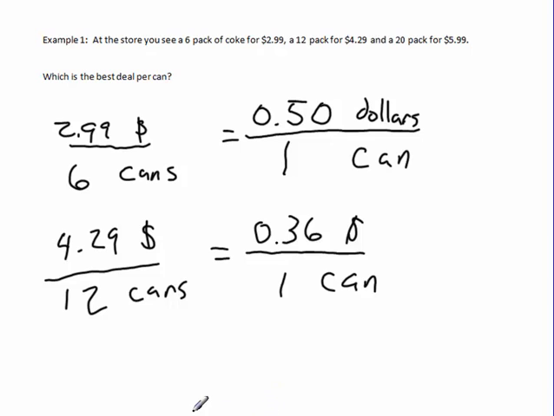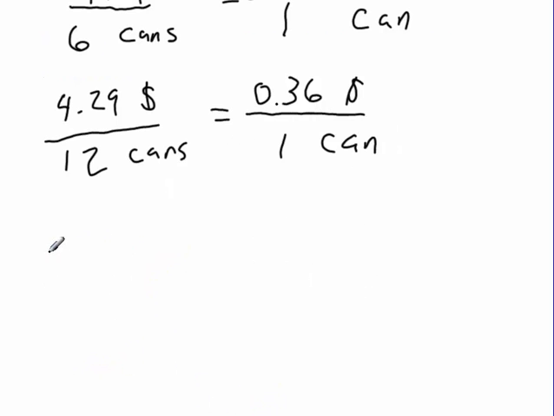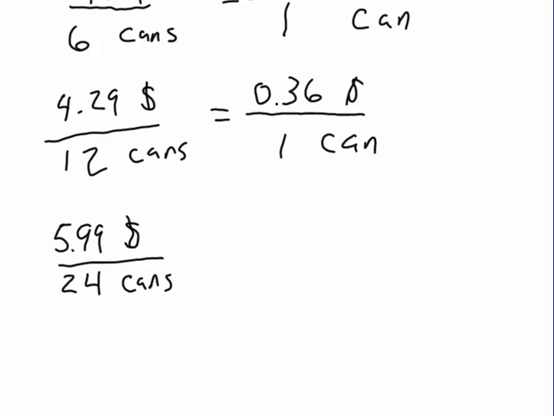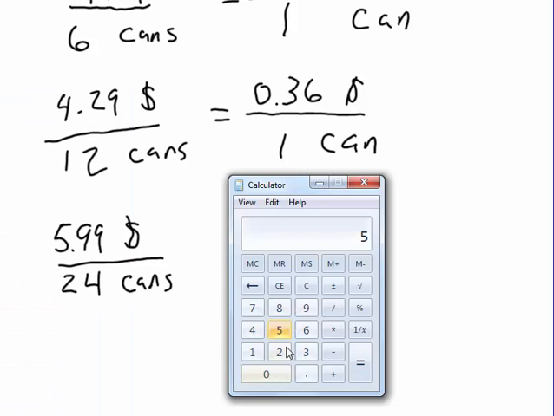Now let's try the 20-pack for $5.99. So we have $5.99. That's money. Being divided by 24 cans. And when I do, whoa. So when I do that in my calculator, $5.99, and I'm going to divide that by 24 cans.